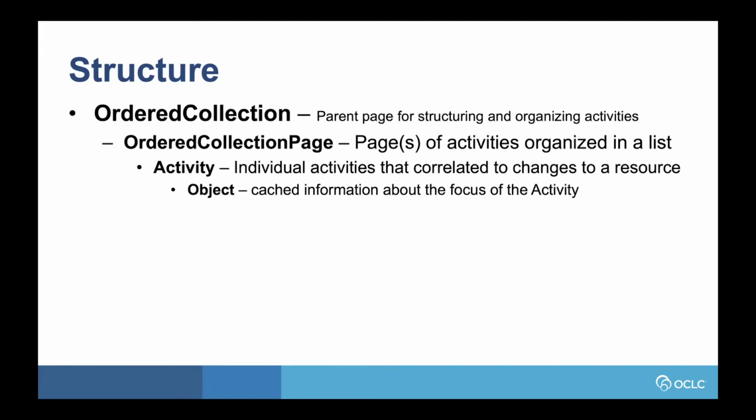Going down one further layer, you have an activity, which is an individual activity that correlates to a change to a resource. This could be that the photo was modified, or the metadata associated with the photo was modified. Whatever generates a change with regards to your IIIF resource would be encapsulated in an activity. And then finally, there's the object, which, as Rob mentioned at the very end, is cached information about the thing that was acted upon.